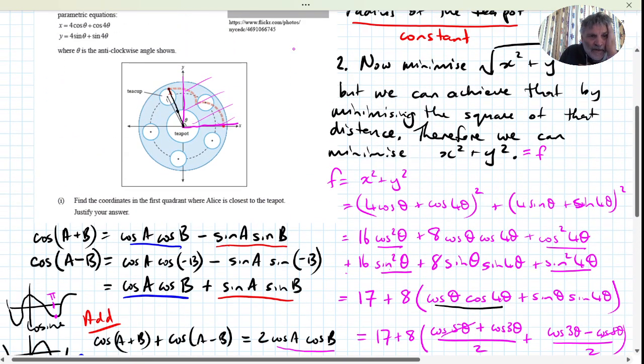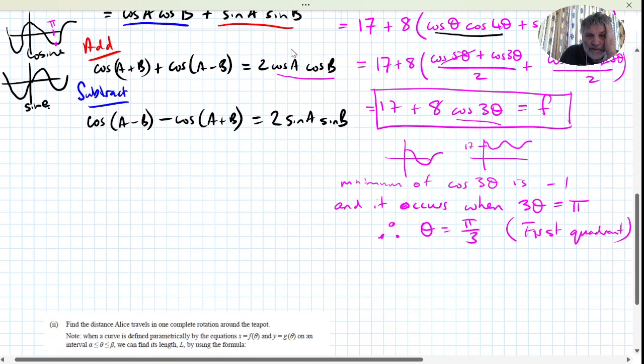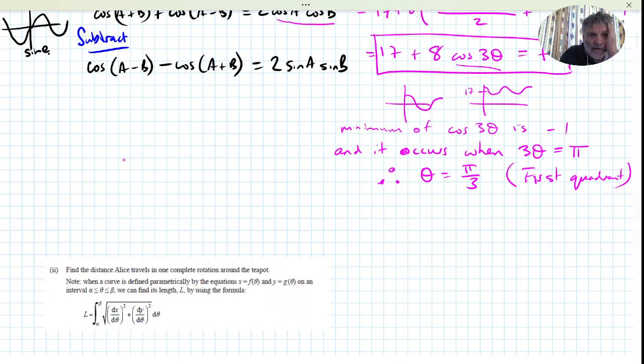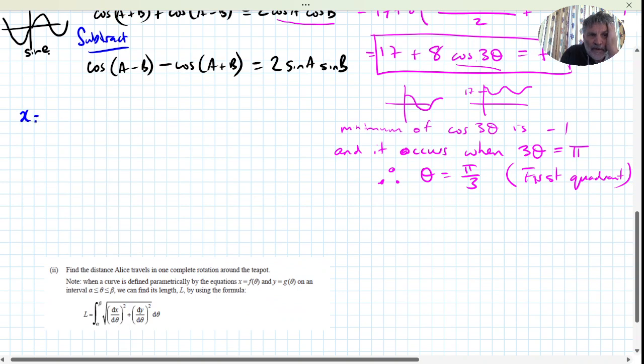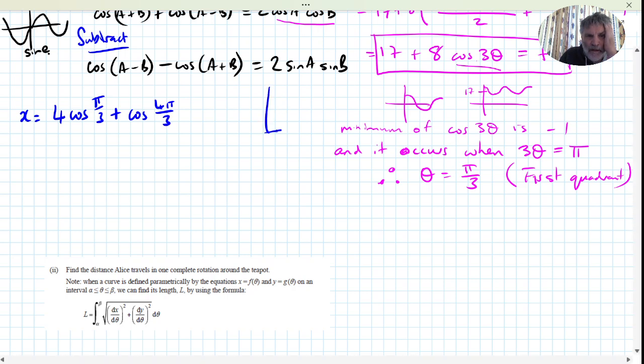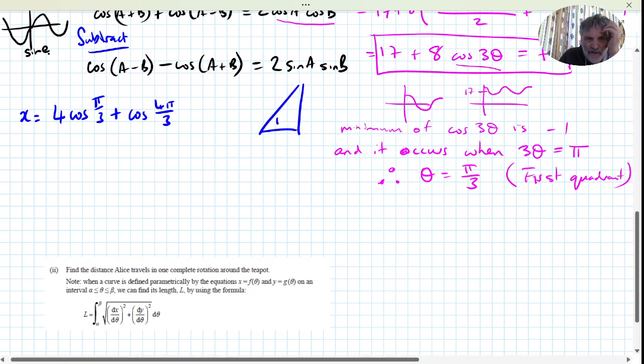The question asked us to find the coordinates in the first quadrant. So to find the coordinates, we want x equal to 4 cosine pi over 3 plus cosine 4 pi over 3. Yeah, that's right. Now, I normally draw my special triangles the other way. This is pi over 3. This is 1, this is 2, this is root 3. Cosine pi over 3 is 1 over 2, so this is half of 4.